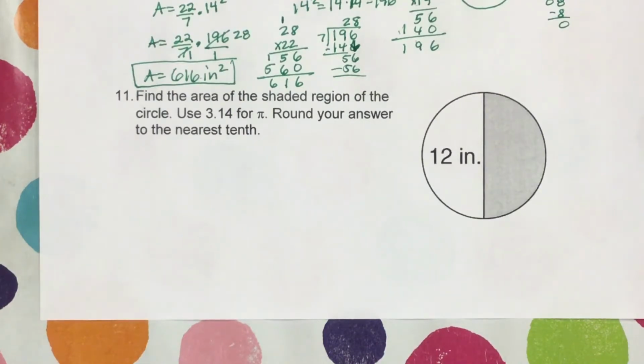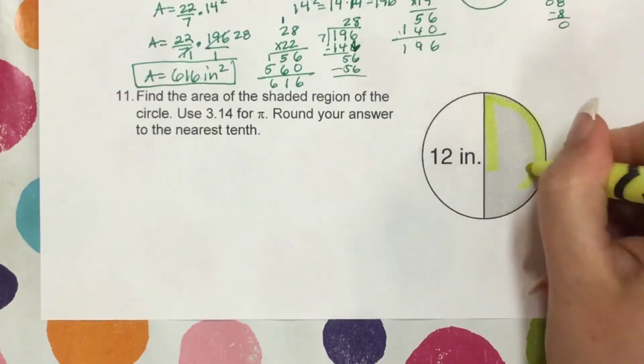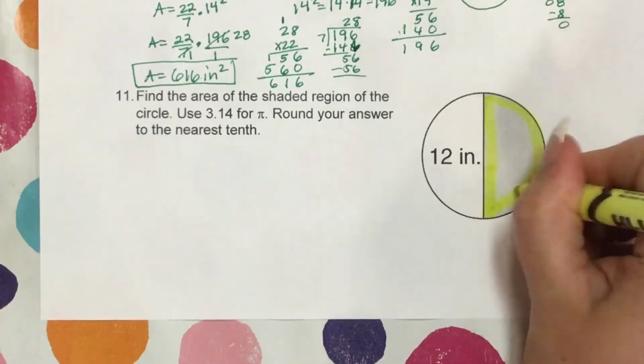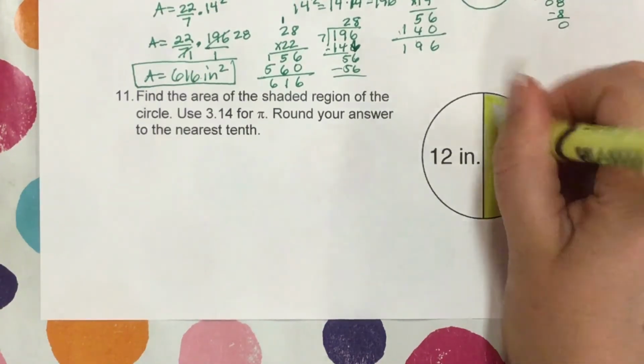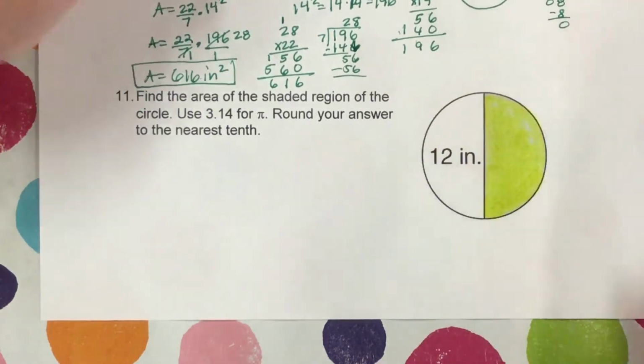Okay, so what I'm seeing is we just need to find the area of the shaded portion right here. What I see is that this is half of the whole thing. So in order to solve this problem, you're going to find the area of the whole thing, and once you find that, then you're going to divide it by 2.